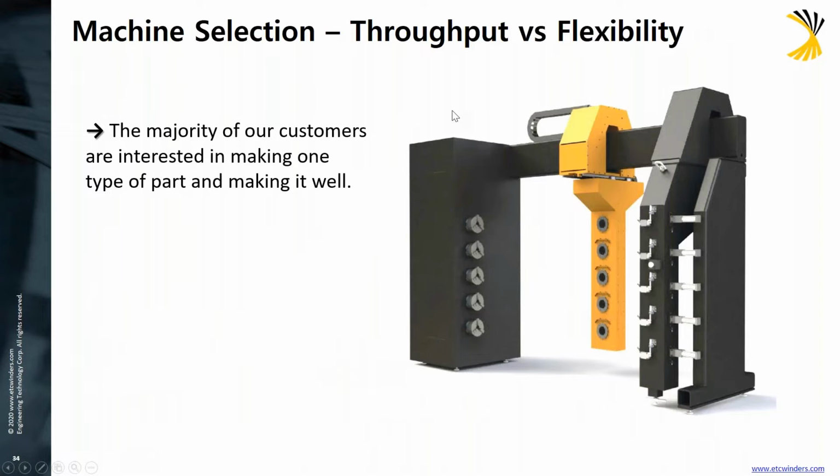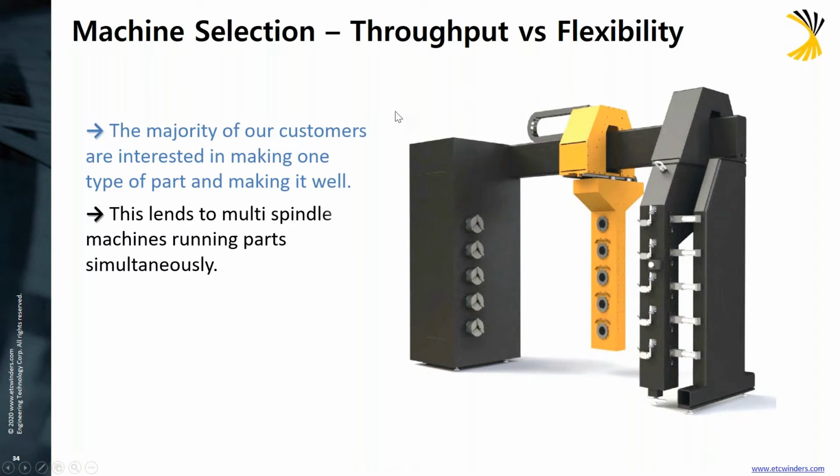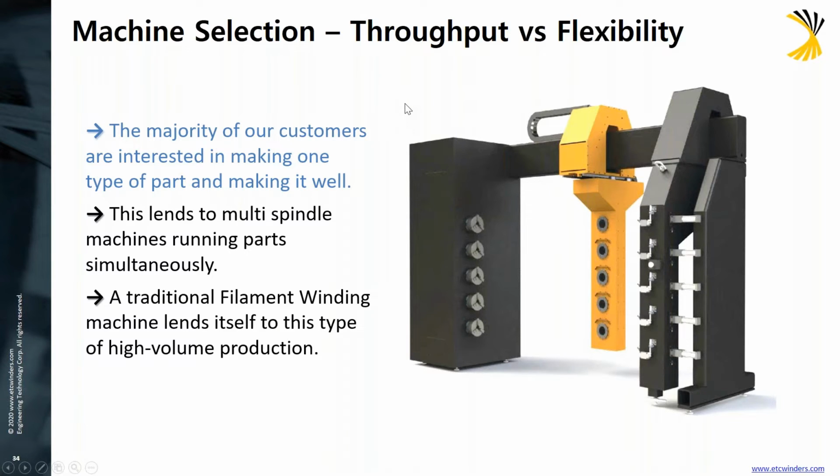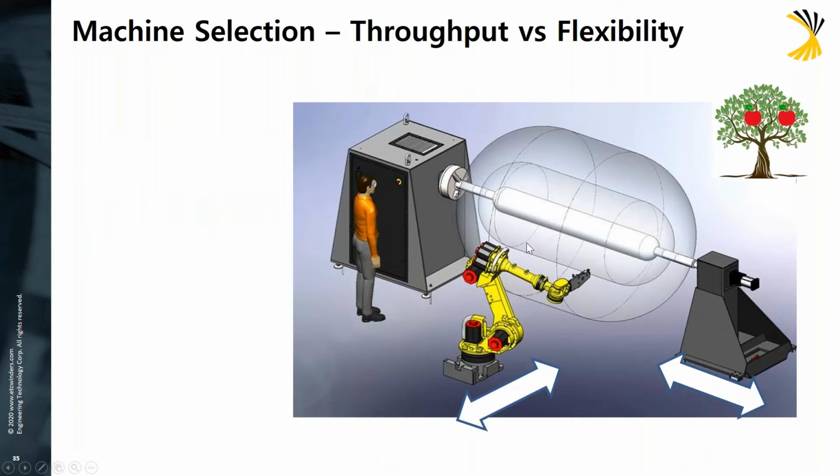A lot of our customers are only interested in making one part and making many of them and doing it well. For those customers, we would suggest a traditional filament winding machine. A multi-spindle machine will allow you to run parts simultaneously and obviously increase your throughput. So really good options for high volume production.